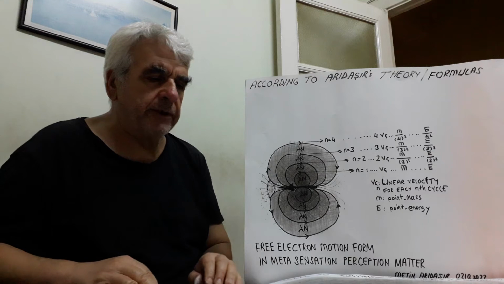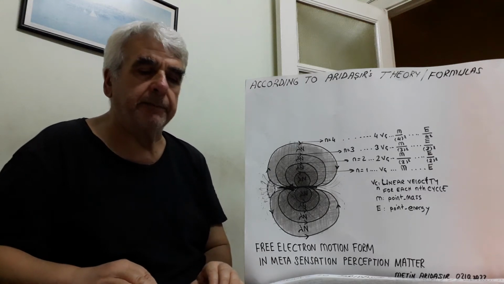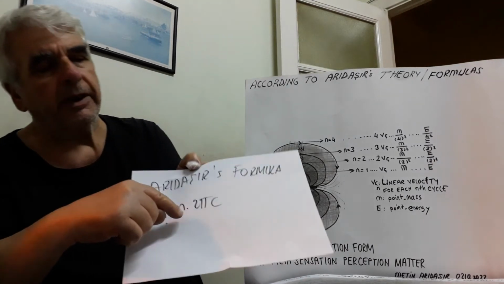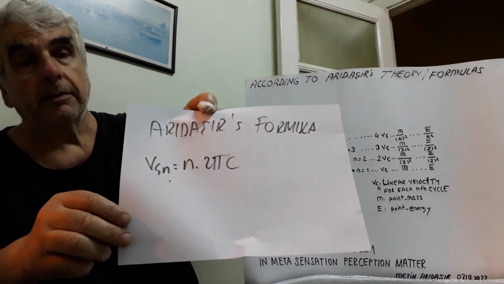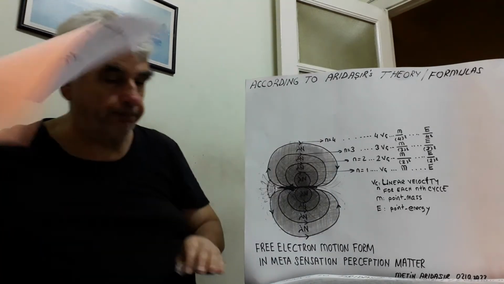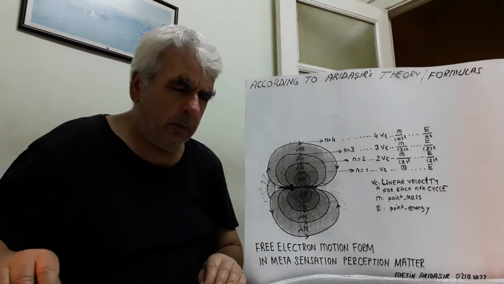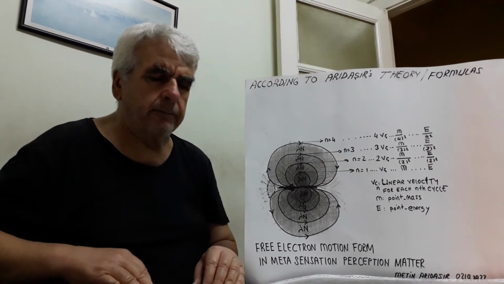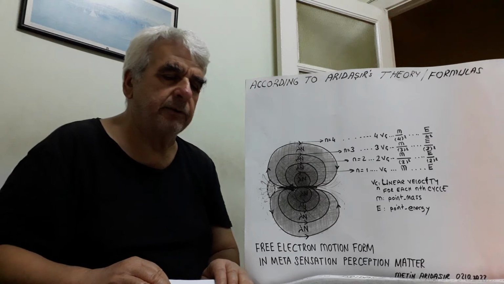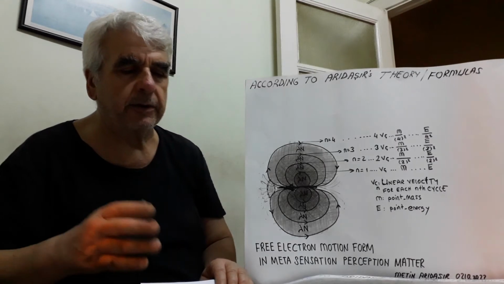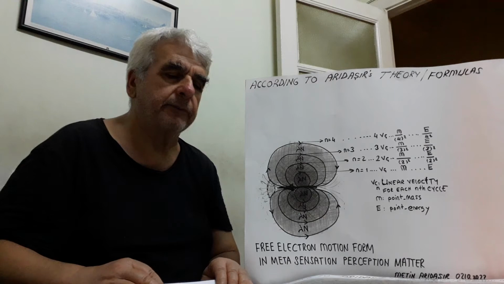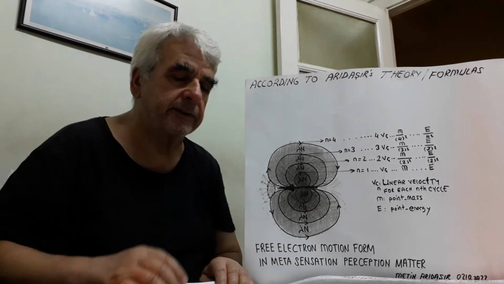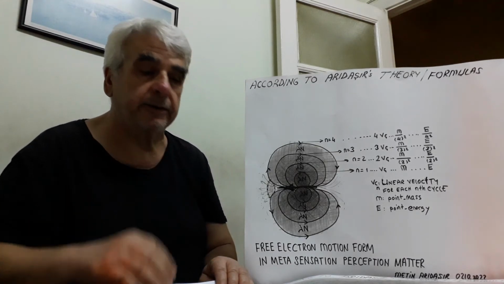10. The inverse square law originates from my Vg n equal to n multiplied by 2 pi c formula, or n multiplied by 1,884,000 km per second, that is the linear velocity formula for each number of successive spherical waves of electron motion forms.